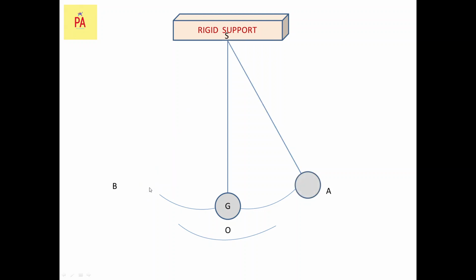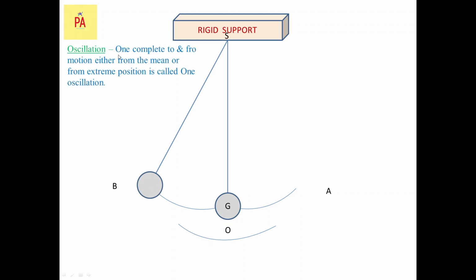Simple pendulum from the mean position to one extreme position. From that it comes to the mean position again, and again it returns to B. Now, what is oscillation then? One complete to and fro motion, either from the mean or from the extreme position, is called one oscillation. That means from the mean position O it moves to A, and again through the position O it goes to B, and finally it returns to O. This is one oscillation.